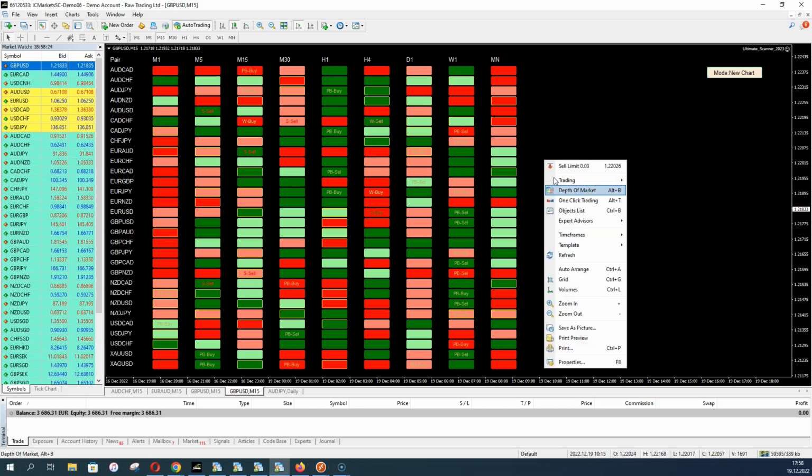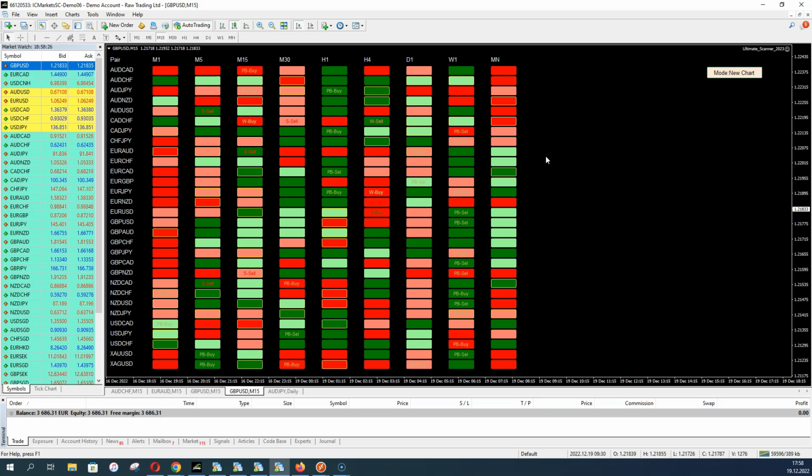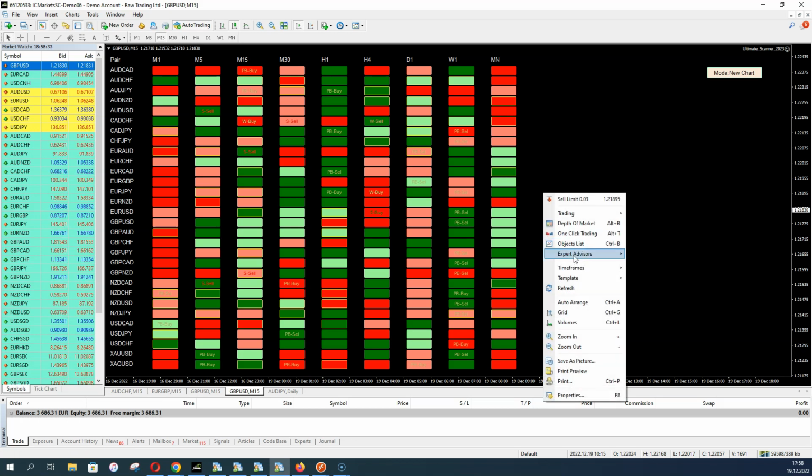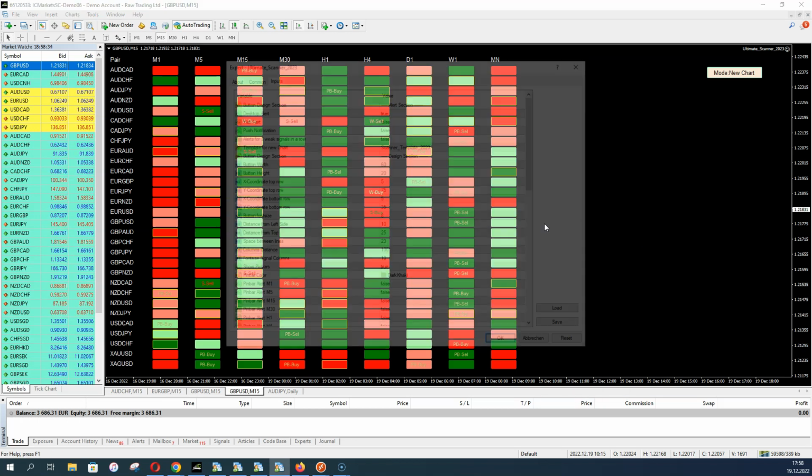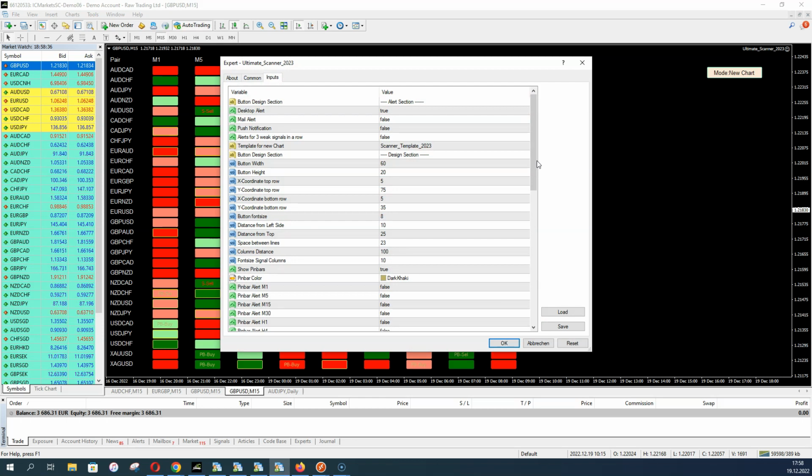We make a little check of the settings of the scanner, and then this video ends. I make again a right mouse click here on the chart, Expert Advisors, Properties, and then you can see different alerts you can activate here. Desktop alert, mail alert, push notifications. I come to this in a minute.